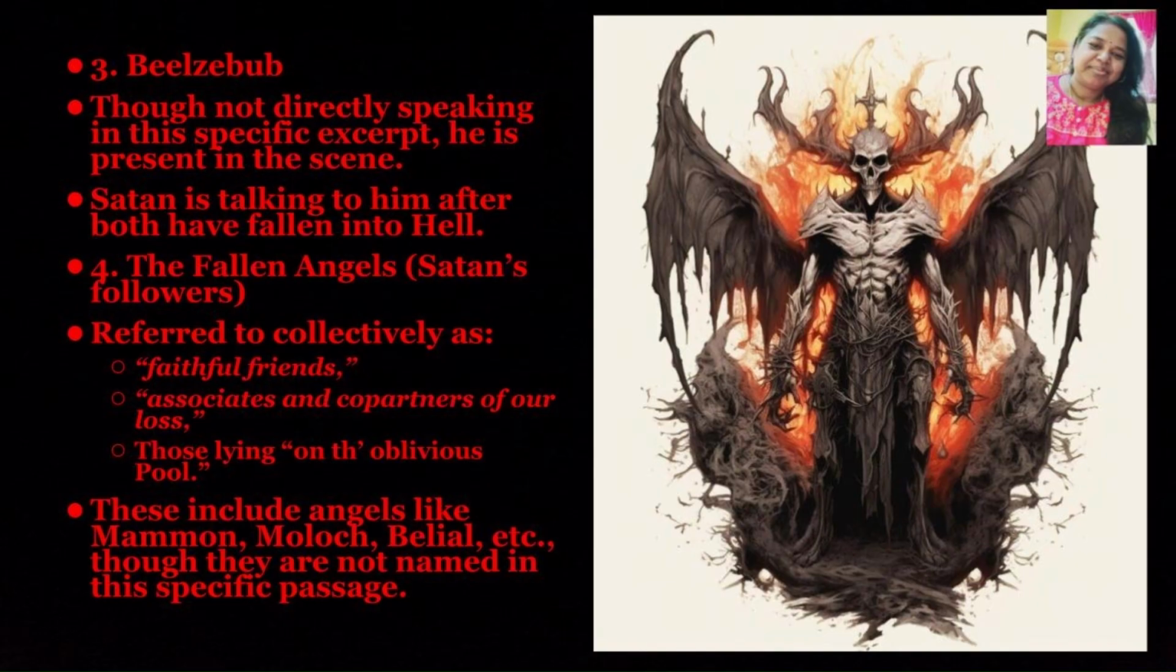Character 3. Beelzebub. Though not directly speaking in this specific excerpt, he is present in the scene. Satan is talking to him after both have fallen into hell. Characters 4. The fallen angels, Satan's followers, referred to collectively as faithful friends, associates and co-partners of our loss, those lying on the oblivious pool. These include angels like Mammon, Moloch, Belial, etc., though they are not named in this specific passage.